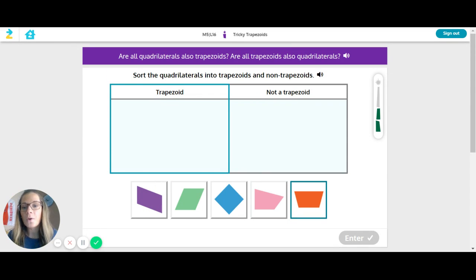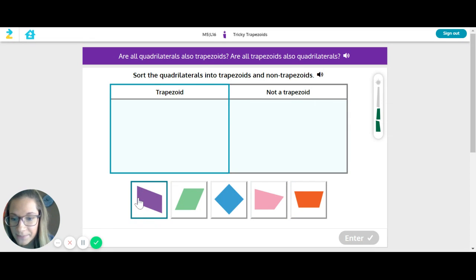All right, we're going to do one other type of problem. On Zearn, they're going to have you sort into two different categories, either trapezoid or non-trapezoid. So remember, we have to think about that trapezoids have to have four sides, and they have to have at least one set of parallel lines. And if a shape does not meet those qualifications, I'm going to drag it to not a trapezoid.